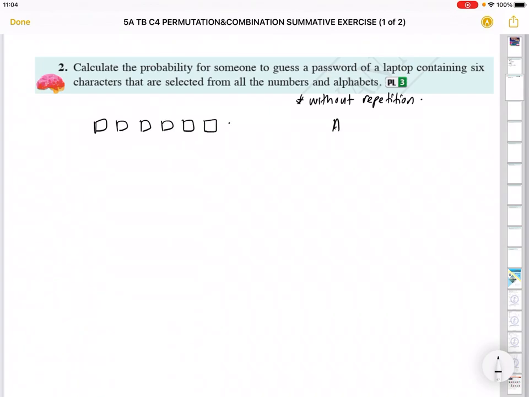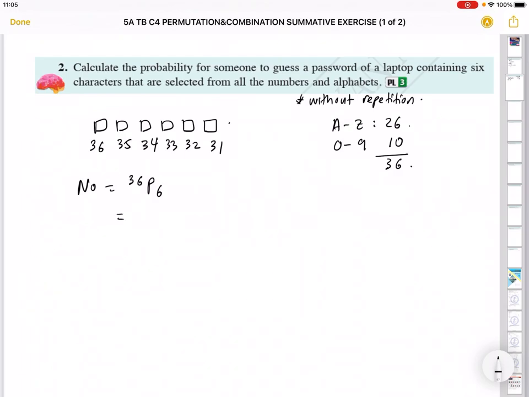Now in the alphabet A to Z we have 26 characters, and numbers 0 to 9 we have 10. So your total number of options is now 36. So if it's without repetition, the first one you have 36 options, the second one you have 35, reduced by 1, remember, the third one is 34, then 33, 32, and 31. Now if you do not want to write the whole thing, multiplying together is so troublesome, right? We just write 36P6. Type it in your calculator, it is a really big number, 14024102440.